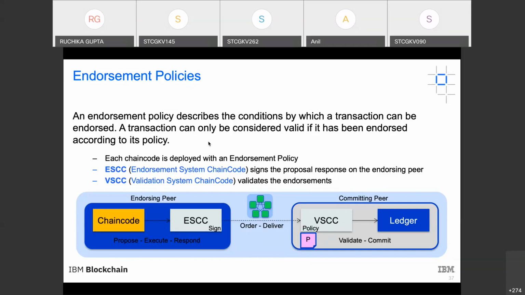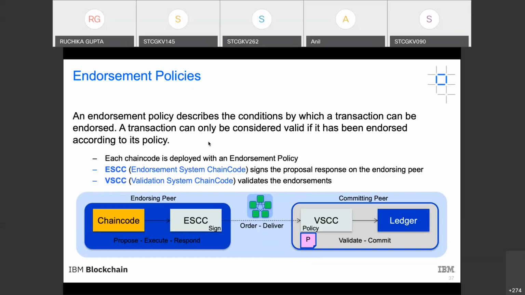Whenever you send an endorsement request, which is going to execute your smart contract, create your read-write set, then sign it, that part is done by the endorsement system chain code. After you have created your proposal, your read-write set, and signed the transaction, it goes back to the client application. The client application collates all those responses. Then it sends it to the orderer.